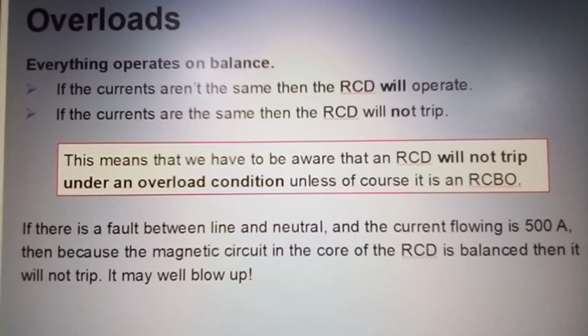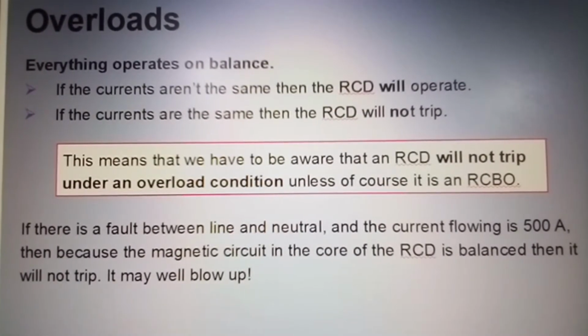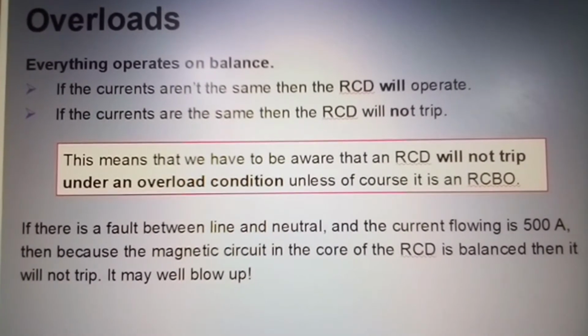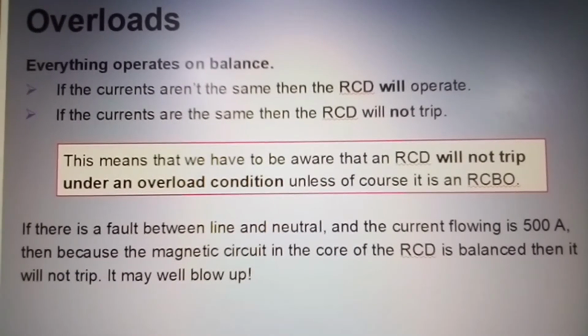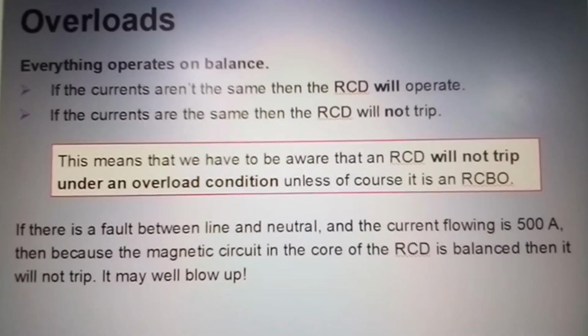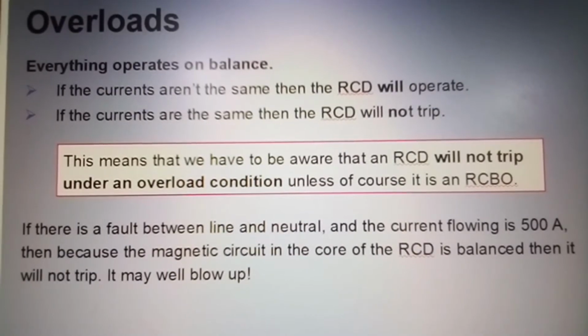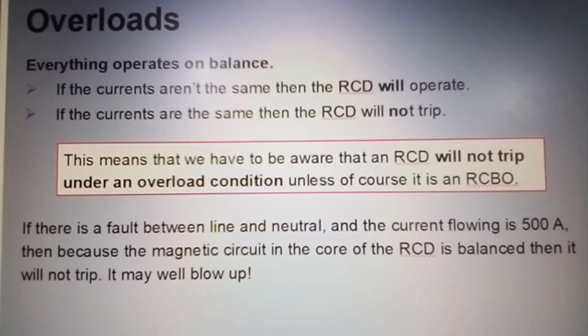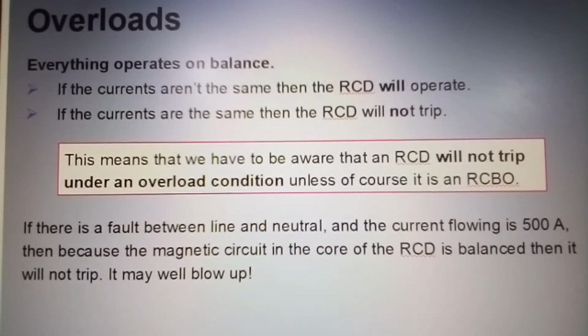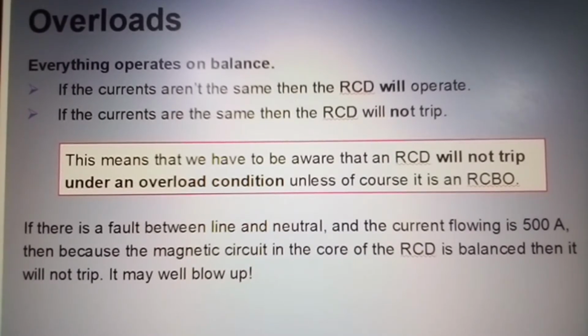Overload. Everything operates on balance. If the currents aren't the same, then the RCD will operate. If the currents are the same, then the RCD will not trip. This means that we have to be aware that an RCD will not trip under an overload condition, unless of course it is an RCBO. If there is a fault between line and neutral and the current flowing is 500 amps, then because the magnetic circuit in the core of the RCD is balanced, it will not trip. It may well just blow.